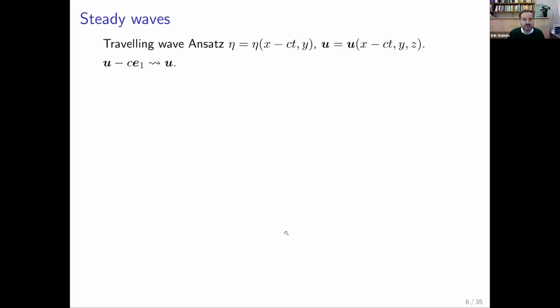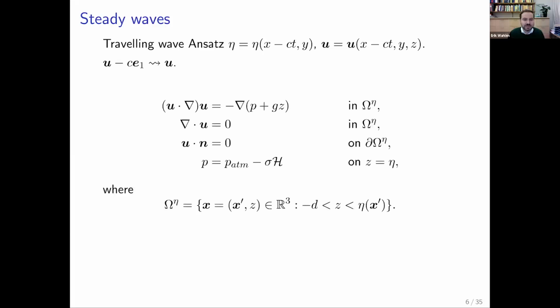Okay, so we'll be looking for steady or traveling waves, traveling at some speed c in, let's say, the x direction. Later on it will be variable, but all of this is to say that when we're in a moving frame, we get this steady problem instead. So we consider this in the unknown domain Omega_eta, bounded above by the free surface eta. And we assume that it is a graph.